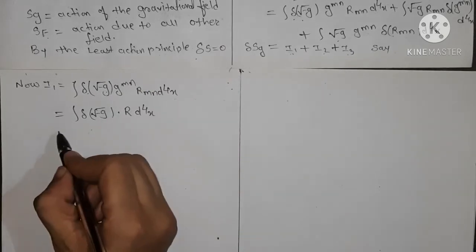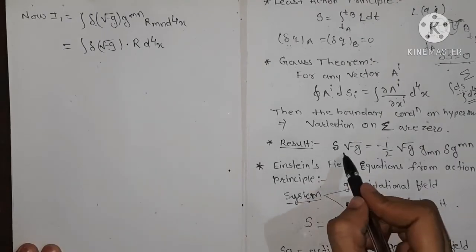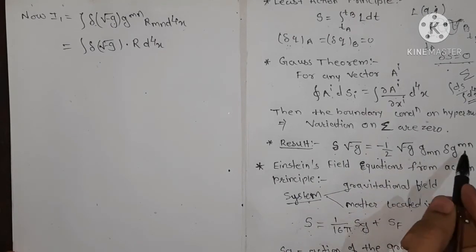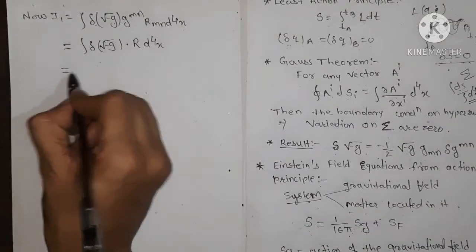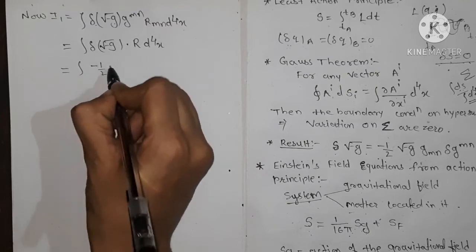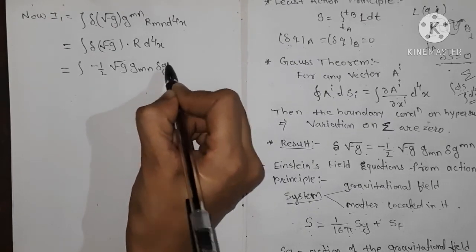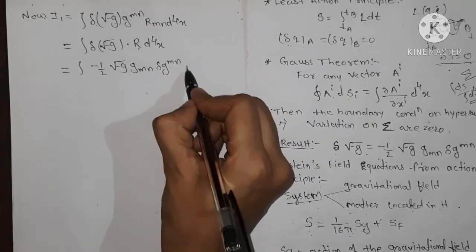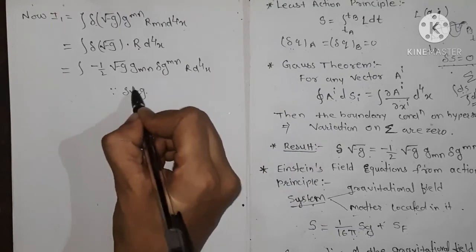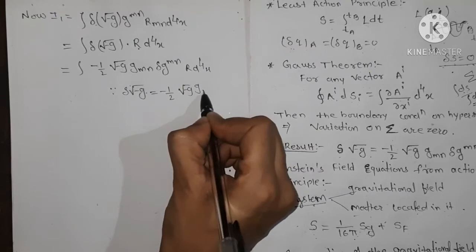Okay, and from the result that delta of under root of minus g equals minus half under root of minus g, g_mn delta g^mn, we write this result here. So the integral over delta of under root of minus g is minus half under root of minus g, g_mn delta of g with upper suffix mn, so this R d4x, since by the result delta of under root of minus g is equal to minus half under root of minus g, g_mn delta of g upper suffix mn.